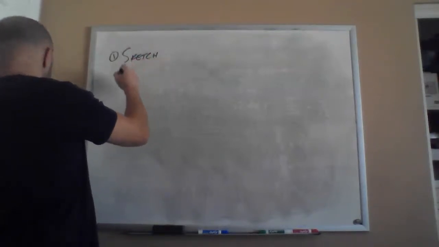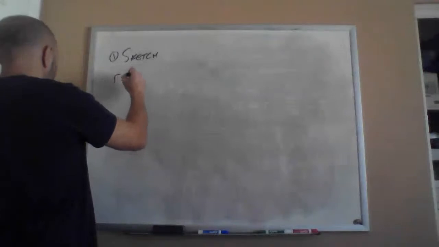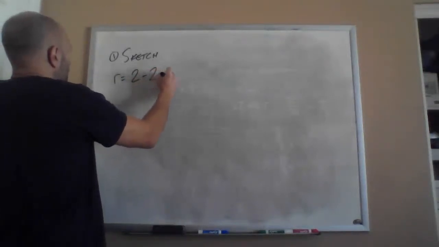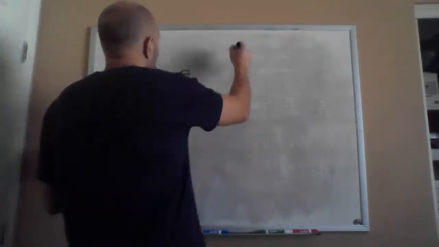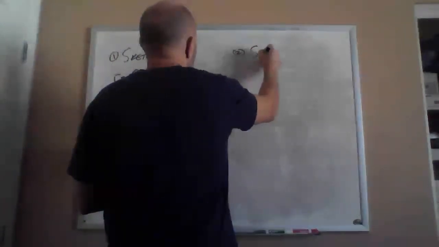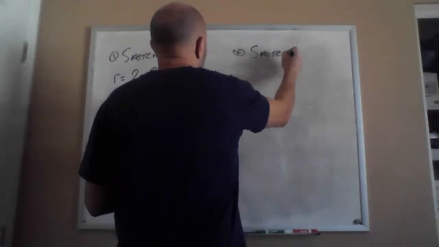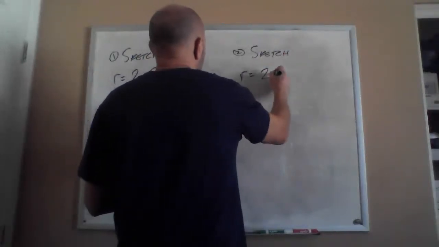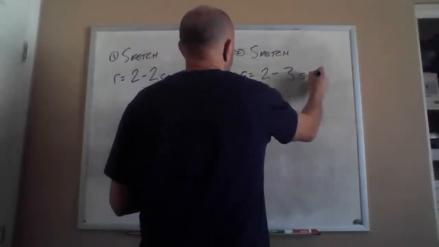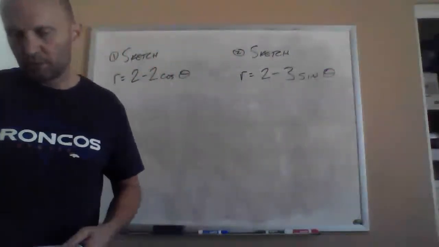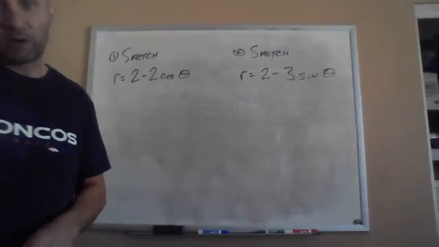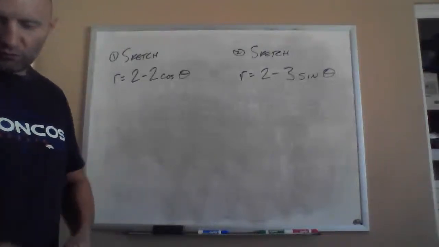So ticket out the door number 1, sketch r equals 2 minus 2 cosine of theta. And number 2, sketch r equals 2 minus 3 sine of theta. Have you guys write those problems down. You can try to work those.